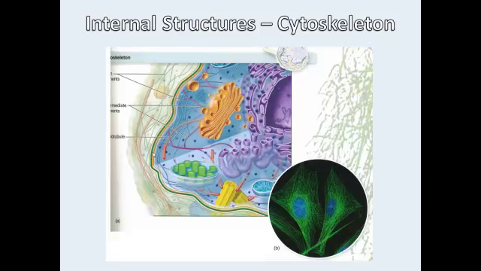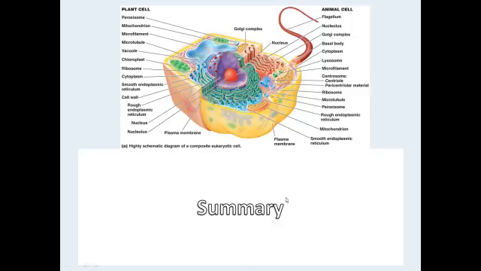Microtubules, right here, are the largest fibers. They form the spindle that separates chromosomes during cell division. They form the internal structure of flagella and cilia, and they help maintain the shape of cells that don't have a cell wall. In summary, I wanted to show you a diagram that shows everything that we've gone over. Make sure you know all the structures and their functions, and pick them out on this or another diagram of a eukaryotic cell.